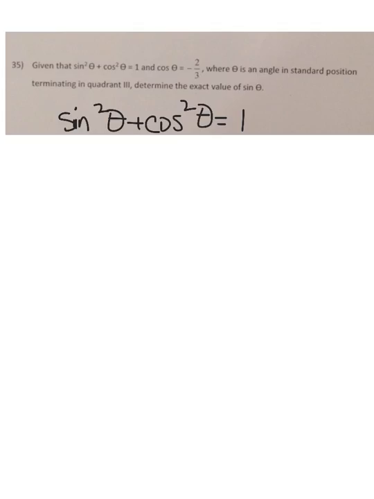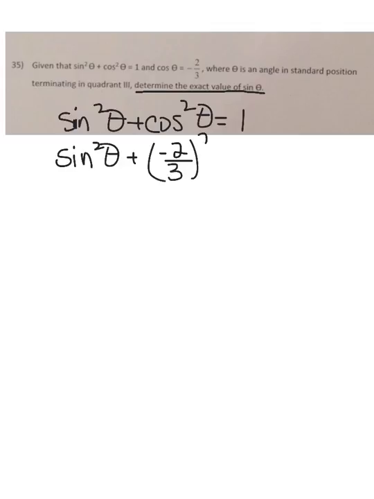So I'm going to start off 35 much like I started off number 34, and I'm going to plug the value that they give me into the formula. And notice that they're asking me to determine an exact value of sine. I'll go back to that. So for right now then, I don't know what sine squared is, but I do know that cosine is negative 2/3, but I have to square that value, equals 1. So that's going to give me sine squared theta plus, okay, sorry for that.